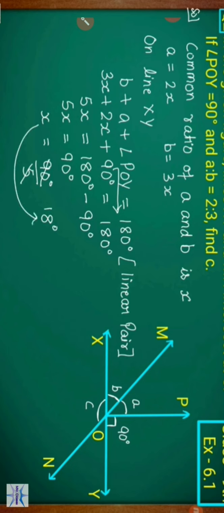Now you can easily find a. What is a? a is 2x, then 2 into 18, that is 2 into 18. So value of a is 36 degree.